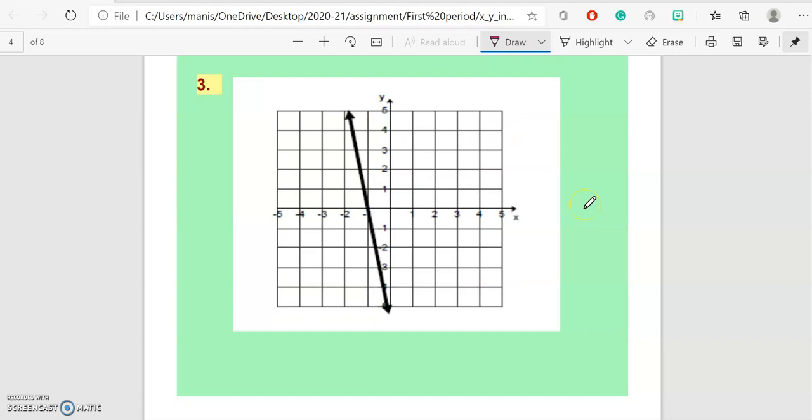Okay, let's look at this question. We have to find the x and y intercept. The x-intercept is the point where the line crosses the x-axis. In this case, this is the point where the line crosses the x-axis, and this point is -1. So I can write over here (-1, 0).